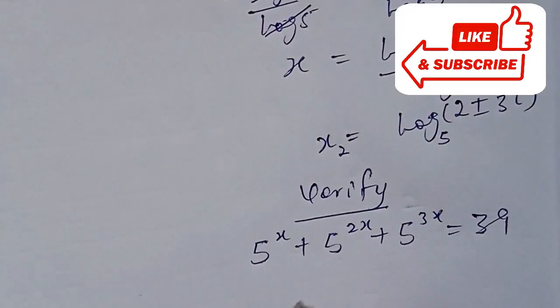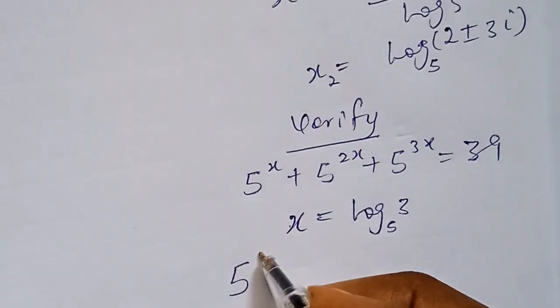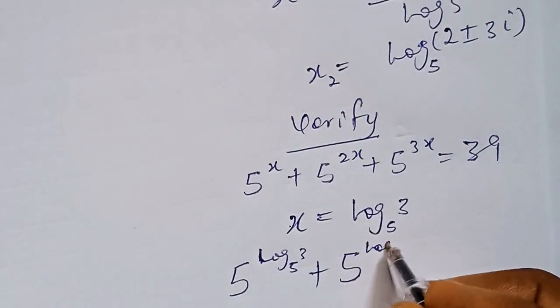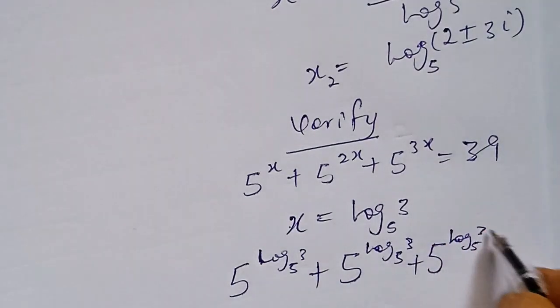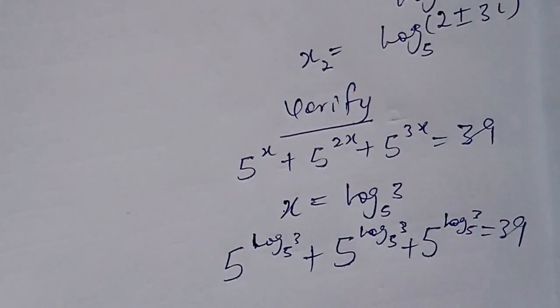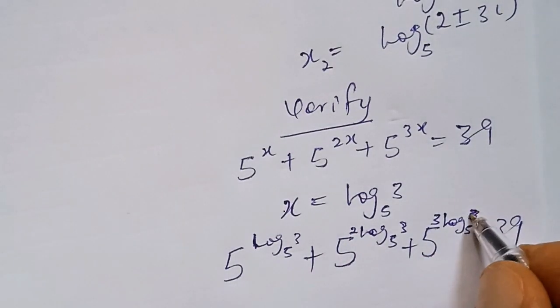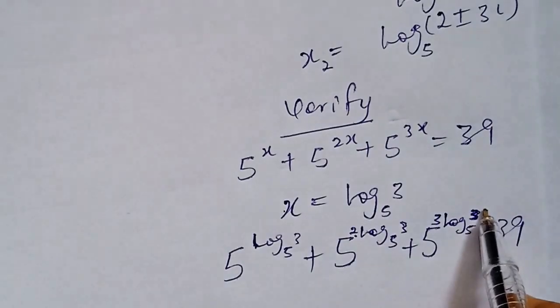So from here, our value of x1 equals log base 5 of 3. So we have 5 raised to power log base 5 of 3, plus 5 raised to power 2 times log base 5 of 3, plus 5 raised to power 3 times log base 5 of 3, equals 39. So we have 2 over here, and 3 over here. From here we can move the 2 back as a power of the log, and the 3 as well.